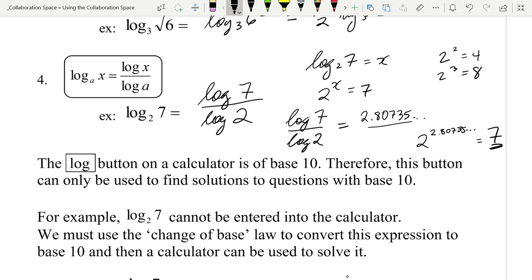Okay, notice, these notes are old. The log button on a calculator is base 10. When you press the button that says LOG, it's 10. Therefore, this button can only be used to find solutions with a base of 10. That's why we kind of need this little formula. For example, log to the base 2 of 7 cannot be entered into the calculator.